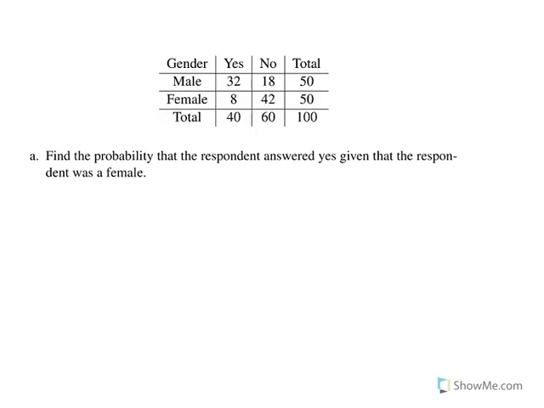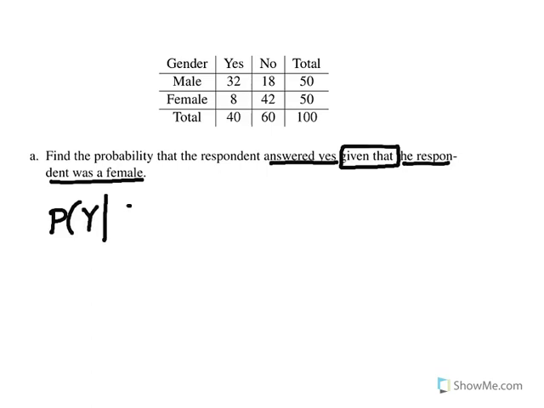The first question is, find the probability that the respondent answered yes, given that, so this is very important, that it's conditional probability, given that the respondent was a female. So this we write it as the probability of answering yes, let's write it as Y, meaning answering yes, given that it's a female.